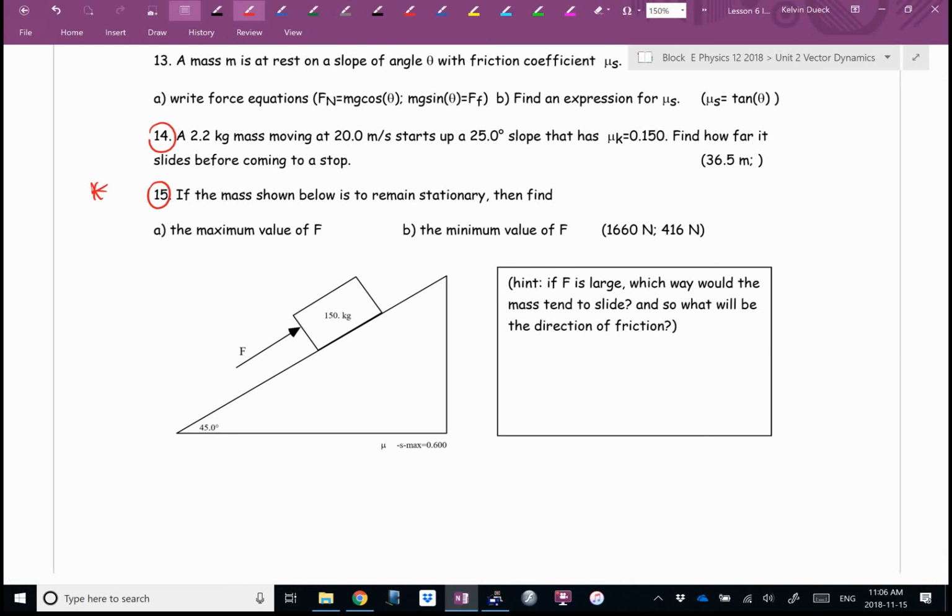Let's think about this for a second. The minimum value of F, if I'm barely pushing at all, which way is this going to want to slide? Down the ramp, so which way would friction be pointing? Up the ramp. That's how you'll find the minimum value of F. The maximum value of F, if I'm pushing really, really hard so that this is still at rest but it wants to slide up the ramp, which way would friction be pointing? That's how you'll do that question. You're going to look at two scenarios and you get two different forces. You'll get the minimum force you have to push with to keep it there and the maximum force you could push with before it would start sliding up. And you'll get an F by itself.